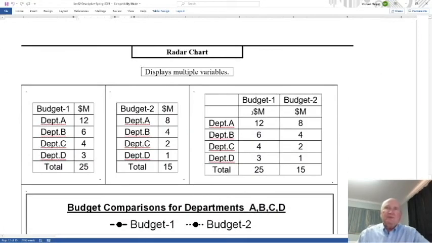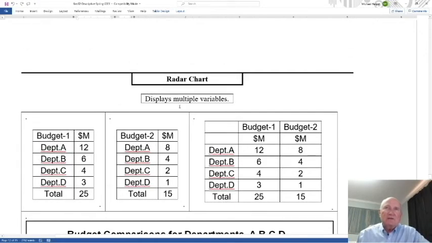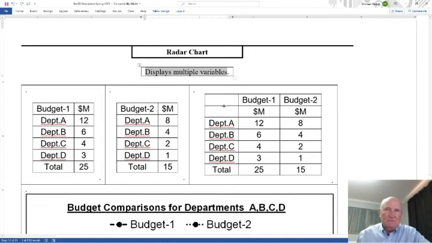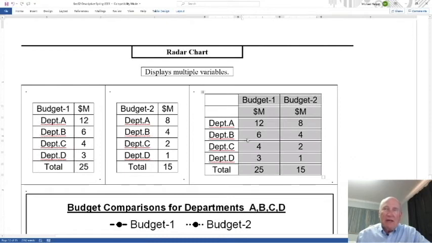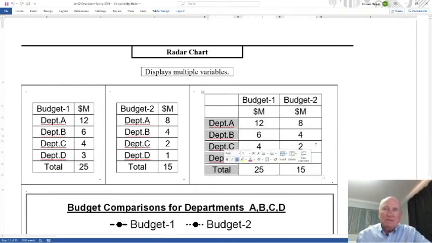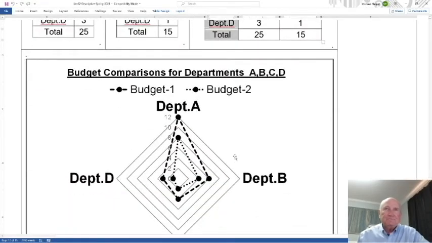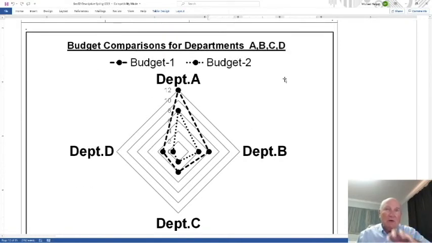Okay, then there's a radar chart. Now the radar chart displays multiple variables. And notice this is categorical again, but I have budget 1, budget 2, and budget 1 and budget 2 together, but I can put both of these together with the departments and represent them with multiple variables. Instead of looking at budget 1, budget 2, I'll look at A, B, C, and D. For example, budget comparisons for departments A, B, C, D. So I'm not just comparing the budgets, I'm comparing the departments. So it's a little bit different comparison.